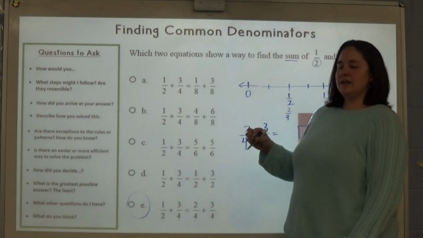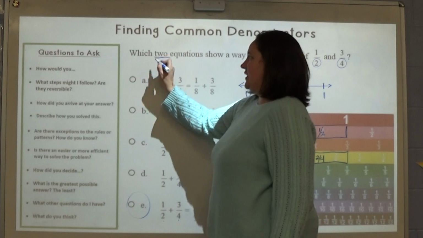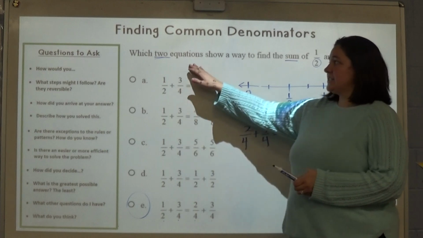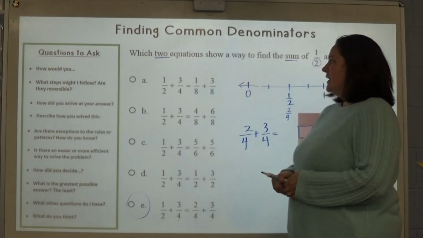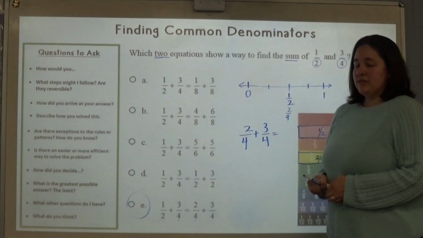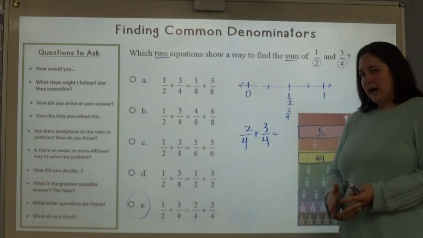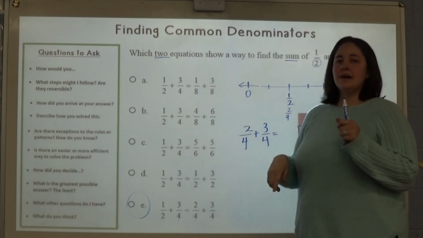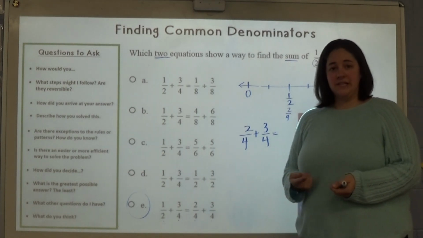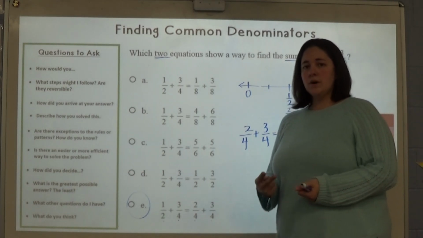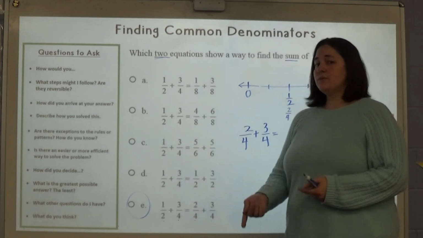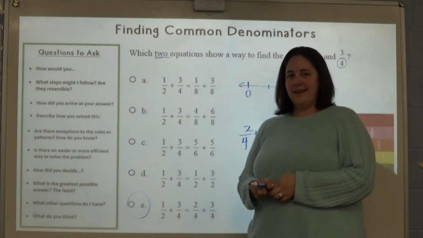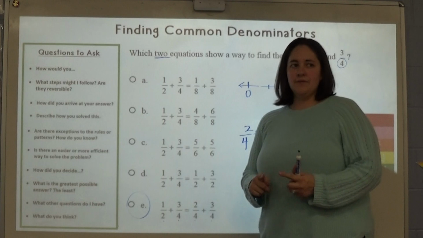Now I'm going to go ahead and look. I need to select one more equation that shows a way to find 1/2 plus 3/4. Okay, the question asks me to select 2 equations that show a way to find the sum of 1/2 and 3/4. So let's go back to finding common denominators. I know 2 and 4 both have a multiple of 8. If I skip count by 2's, I'll get to 8. 2, 4, 6, 8. 2 times 4 is 8. If I skip count by 4's, I'll also get to 8. 4, 8. So 8 is a common denominator for 2 and 4.